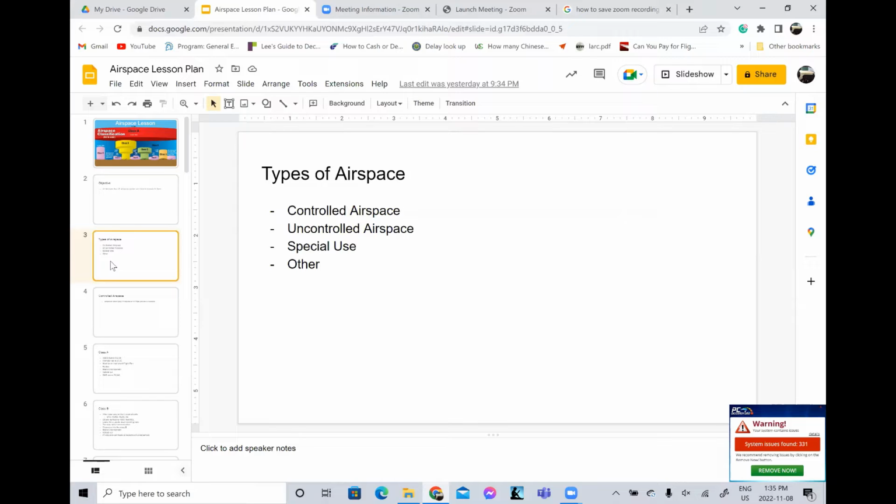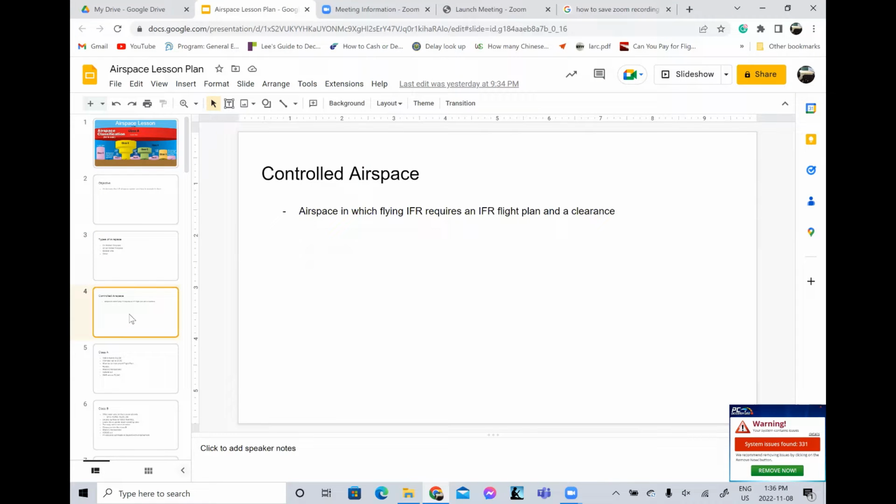So there's 4 types of airspace we'll be focusing on. The first one will be controlled airspace, uncontrolled, special use, and other. So we're going to get started with controlled airspace. The proper definition of controlled airspace is airspace in which flying IFR requires an IFR flight plan and a clearance. Well, as a VFR pilot, this won't apply to you. So an easier way to remember this would be to know that ATC can monitor the area.